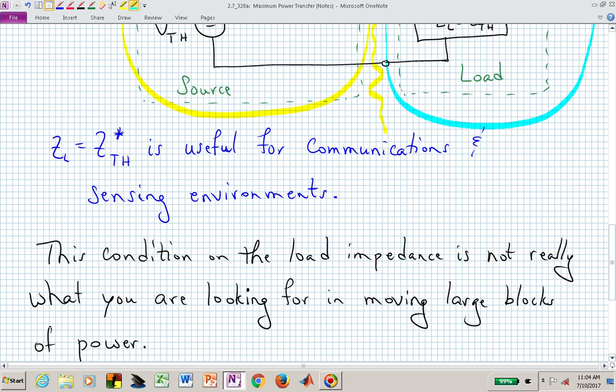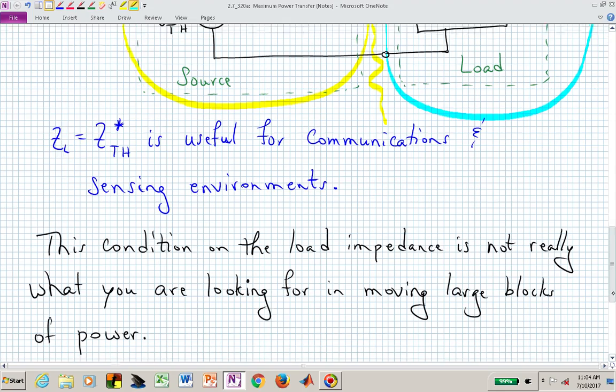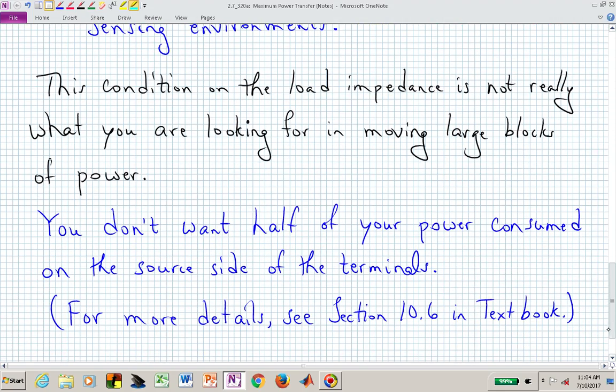We really want the source impedance to be very, very small relative to the load side, and we want to be able to transfer as much power as we can. When we're moving large blocks, it's not so much that we're trying to maximize the power, we're trying to push as much power as we can to the load side. The reason that we don't like this maximum power condition in a power setting is because we don't want half of our power consumed on the source side. We want to push a lot of power fractionally to the load, and hopefully our source will not be consuming that much power.